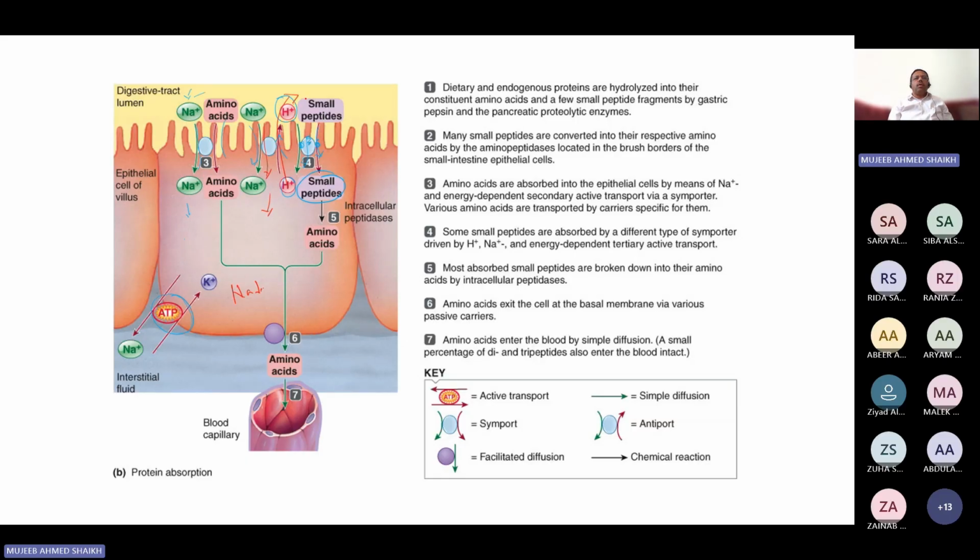When more hydrogen is out, it will combine with this third pump, called the hydrogen small peptide pump, and this will transfer hydrogen as well as small peptides inside. This is the third step. So that's why it is called tertiary active transport. Active because energy is utilized at the primary level. Then the amino acid exits the cell by the basal membrane via various passive carrier proteins on the basolateral membrane, which will throw the amino acid out, and then the amino acid will enter into the capillaries. This is how the proteins will be absorbed.